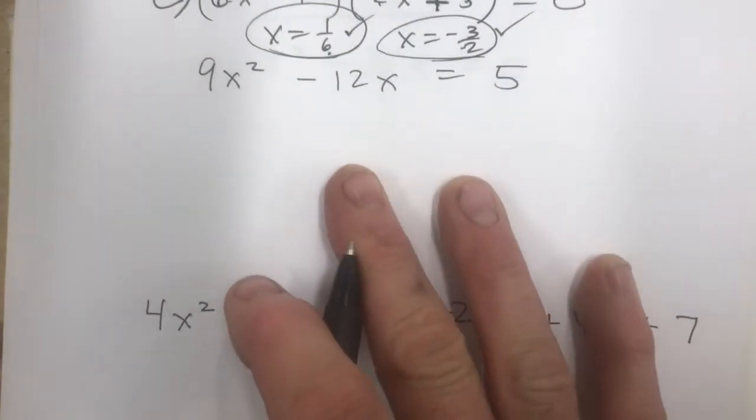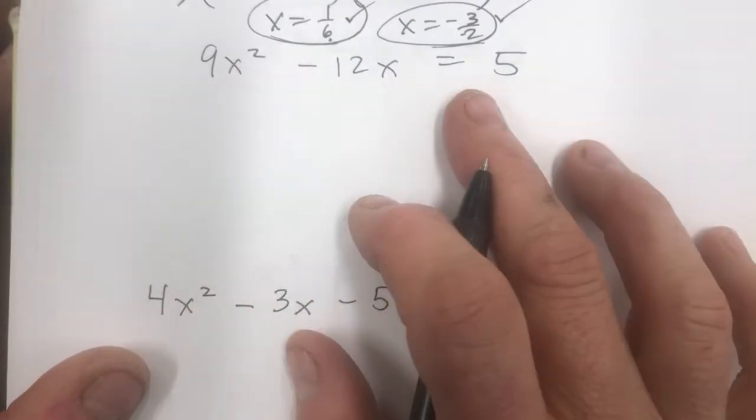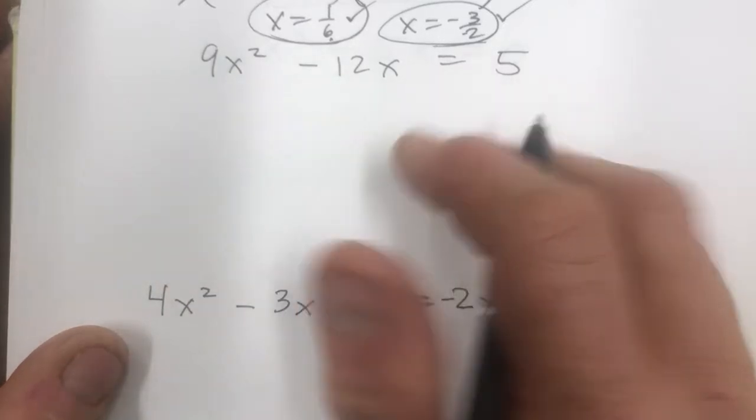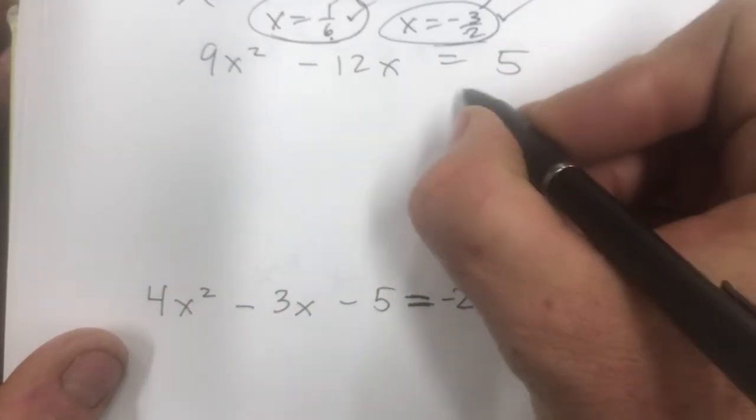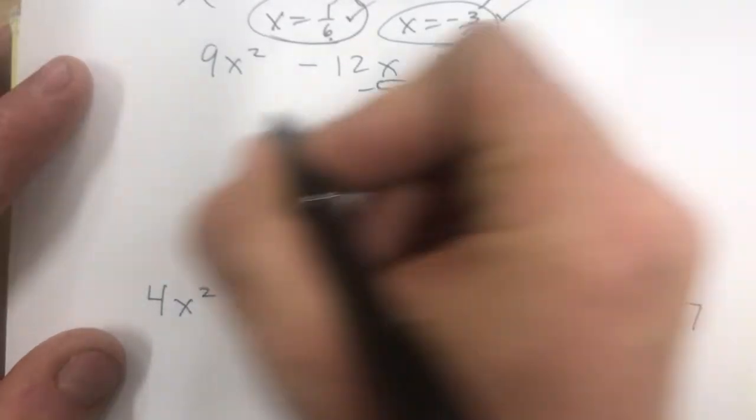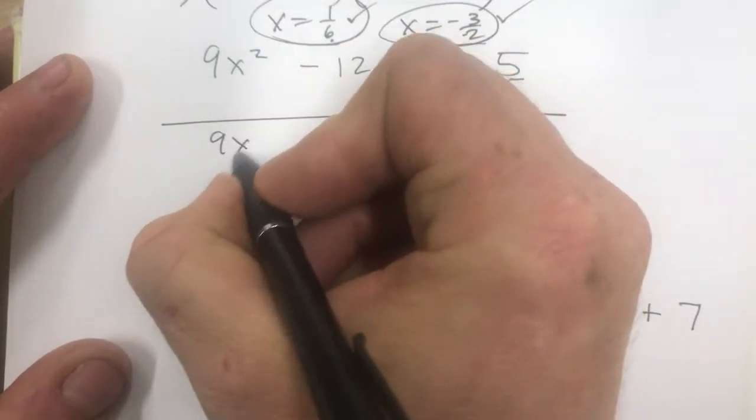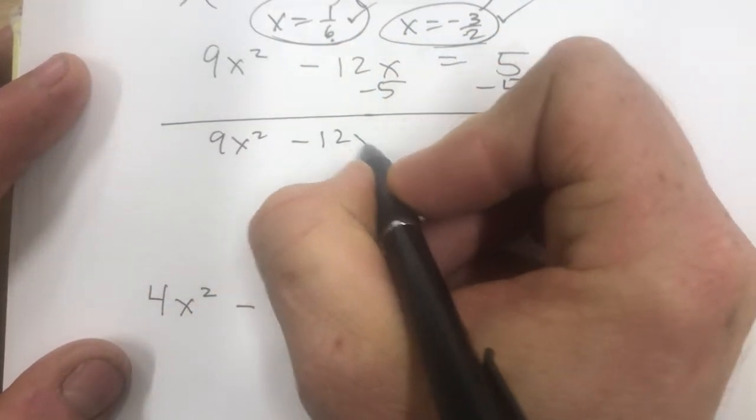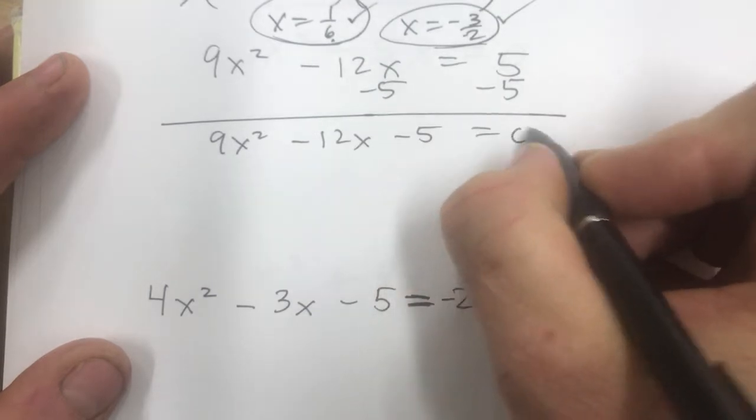Now, let's go to this one here. What about this one? Notice, first thing, it does not equal 0, so I'm going to have to subtract 5 on both sides. That's going to give me 9x squared minus 12x minus 5 equals 0, and now I'm ready to do it.